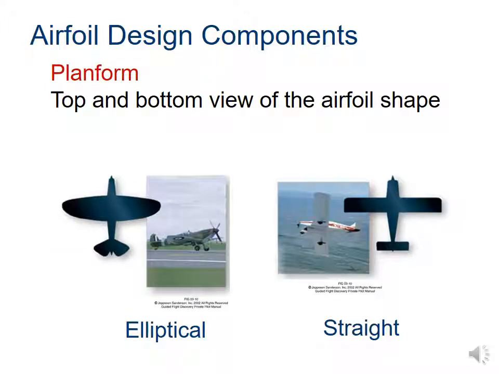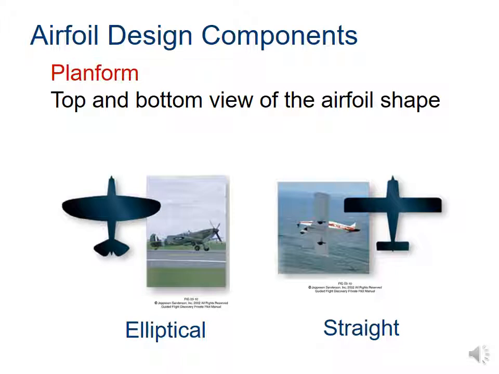Airplanes come in different configurations. Here are two very common shapes, the elliptical and straight. The elliptical wing helps to reduce drag on the end. Think of wingtip vortices. Lifting line theory shows that the optimum, or lowest, induced drag occurs for an elliptic distribution of lift from tip to tip.